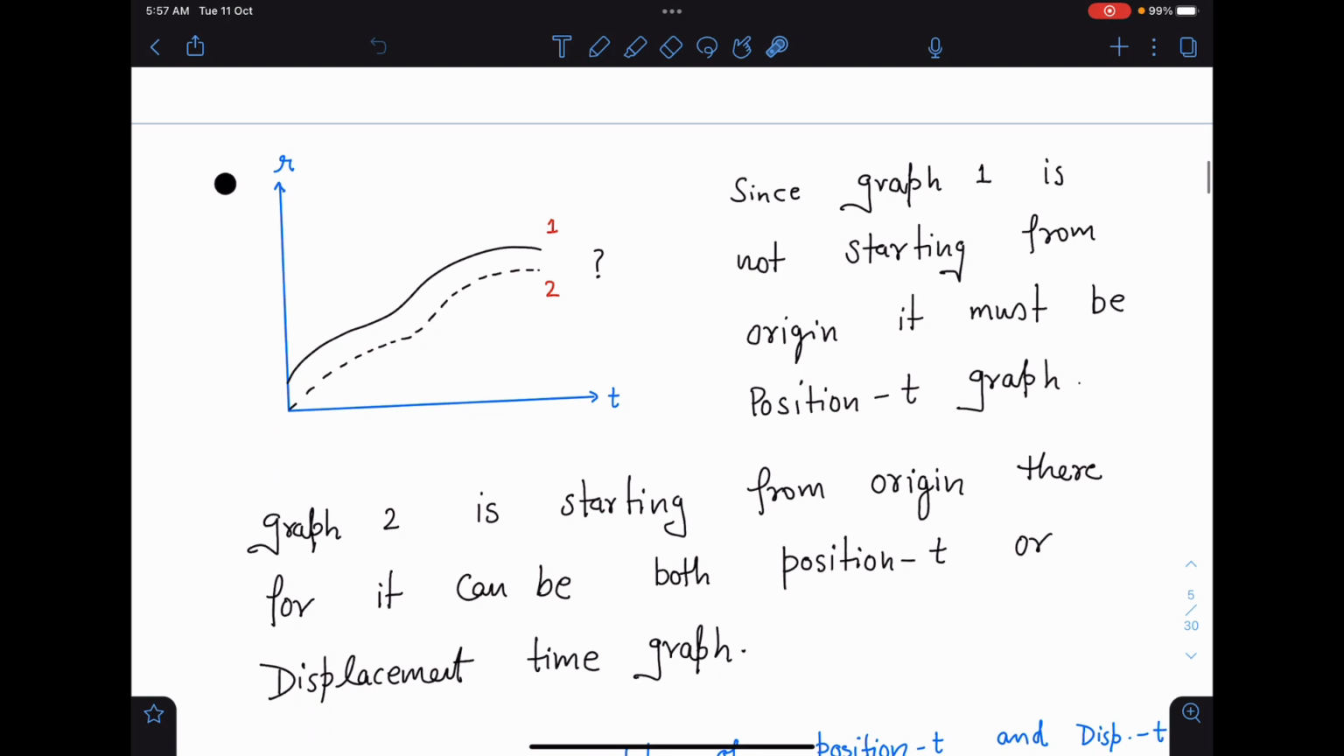And the same point I have said here: one must be the position-time graph and two will be the position or displacement graph. Anything is possible. And the 1 to 2 conversion we can easily see, since these two are parallel to each other. So the first one will be position and the second will be displacement for the corresponding graphs.